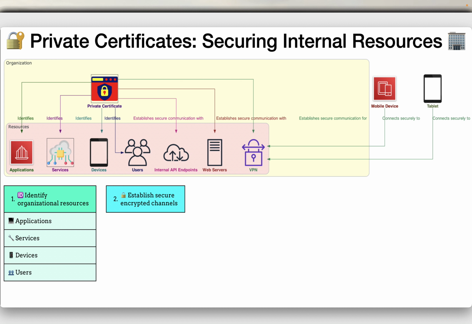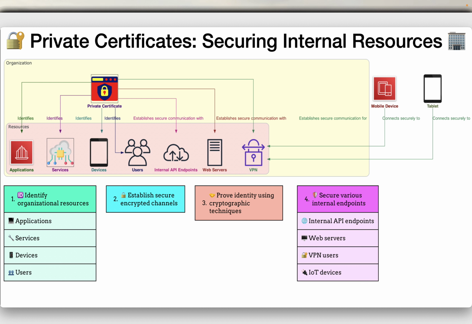Establish secure encrypted channels. So private certificates help establish secure encrypted communication channels between different endpoints within the organization. Each endpoint uses a private certificate and cryptographic techniques to prove its identity to the other endpoint, ensuring secure communication.